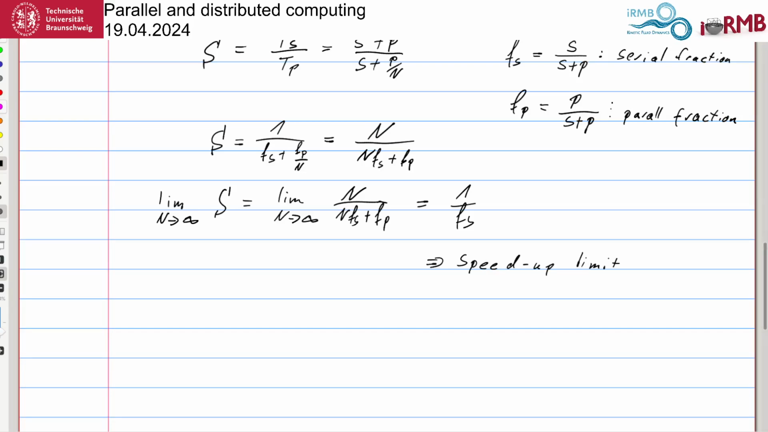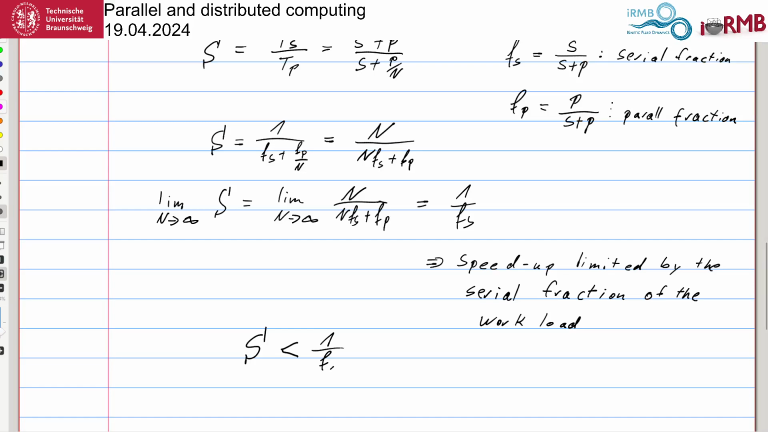The speedup is limited by the serial fraction of the workload. So in strong scaling, the speedup is always smaller than 1 over the fraction of the serial part. Okay, so this was strong scaling.